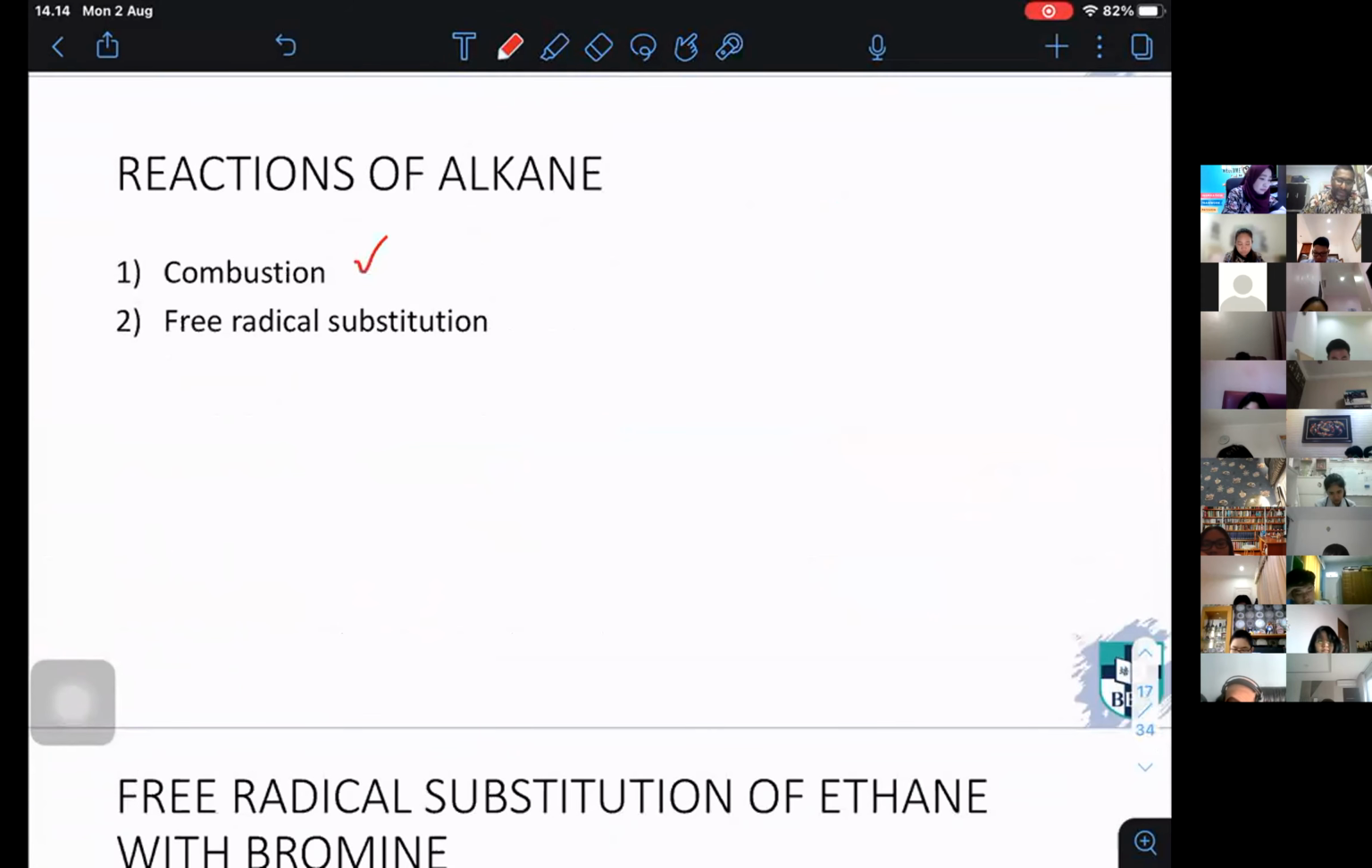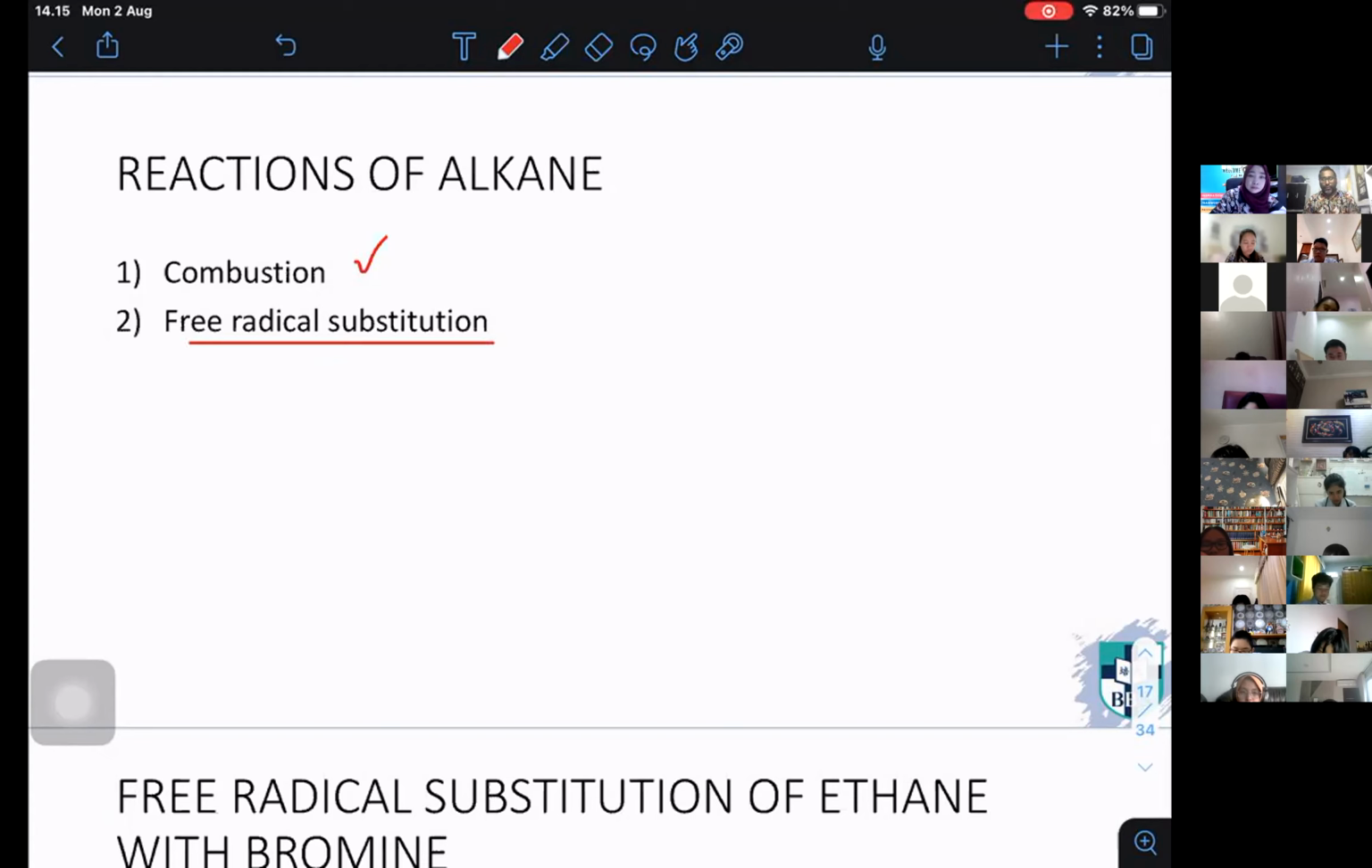Alkane will undergo combustion, complete combustion and incomplete combustion. Complete combustion gives you carbon dioxide and water. Incomplete combustion gives you carbon monoxide and water. But what is important for alkane? You need to know about free radical substitution. So what is free radical substitution?